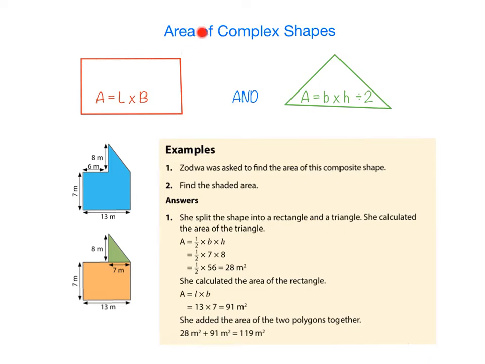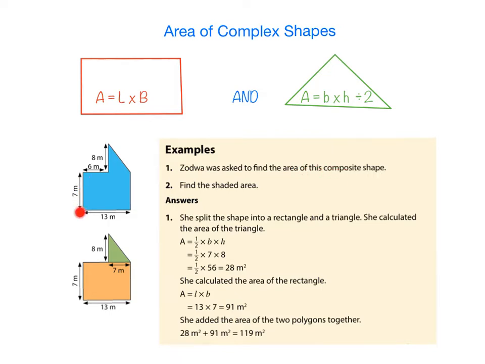Hi guys, today we're looking at area again, and this time we're looking at area of complex shapes or composite shapes. So complex or composite shapes are made up of the areas we already know, like rectangles and triangles, and they're a combination of those shapes. So in our first example it says Zodwa was asked to find the area of this composite shape.